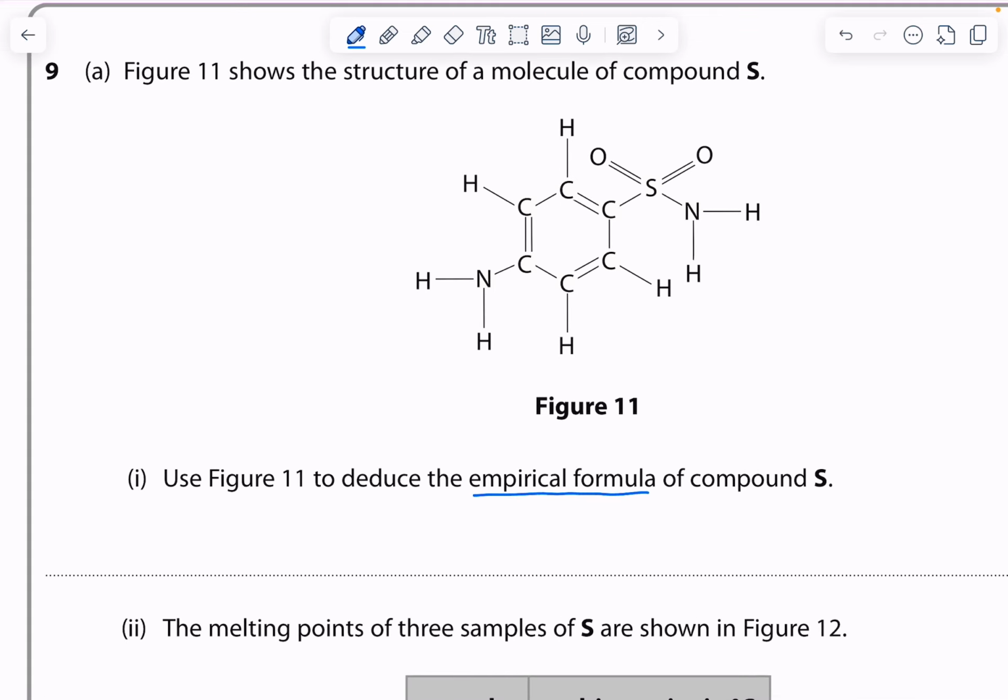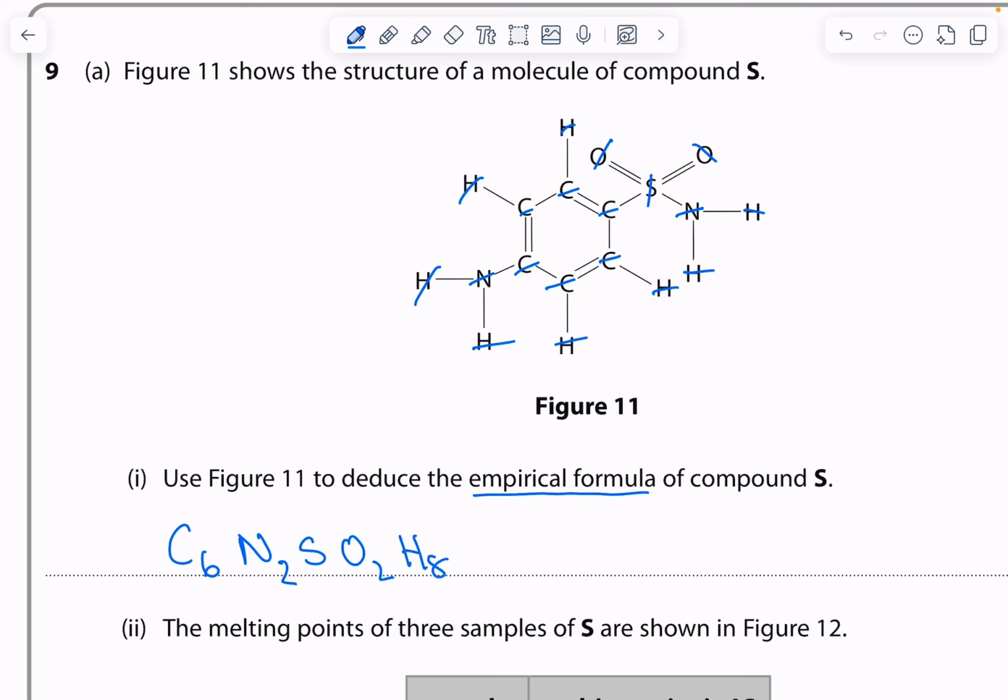To help me count them, make sure I don't miss any, I'm going to cross them out as I go. So I've got 1, 2, 3, 4, 5, 6. So carbon is 6. Let's go for my nitrogens. I can see 1, 2 nitrogens, so N2. I've got 1 S. I've got 1, 2 O's. And then do my H's. 1, 2, 3, 4, 5, 6, 7, 8.